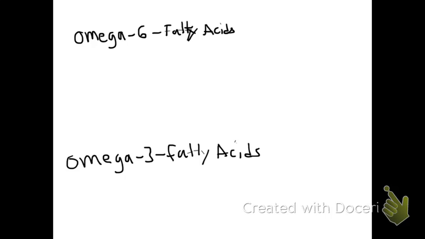So the 6. First of all, what the 6 refers to is the position of the first double bond in the molecule relative to the terminal CH3 group. At the very terminal end, you're going to have a CH3. So here, let's say here's our fatty acid chain. Here's our carboxylic acid right here.